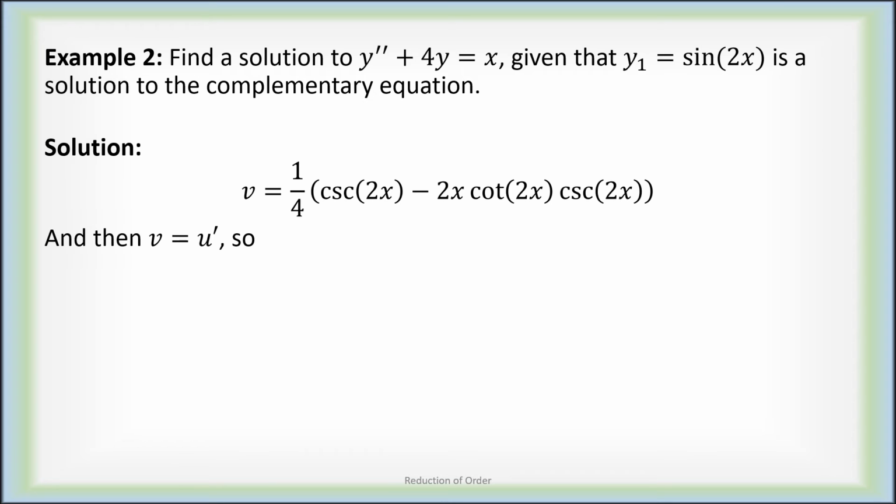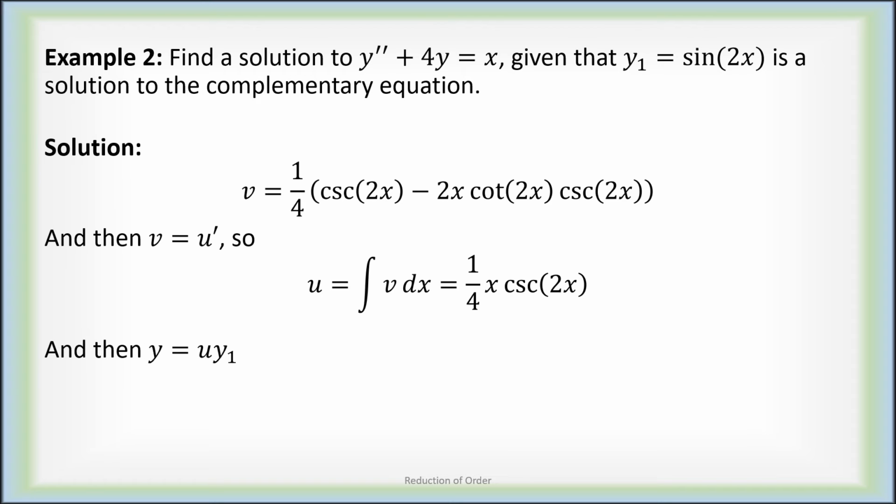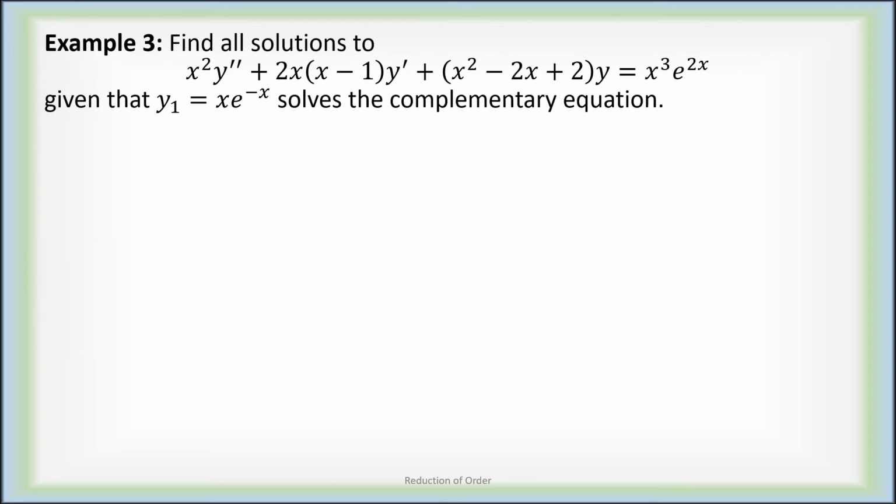But what was v? v was u prime. So I just have to integrate this. And that's why I converted it into this expression, because this is a little easier to integrate by comparing to some tables of integrals. If I integrate this, it will work out to just be 1 quarter x cosecant of 2x. But then what was u used for? y was u y1, and y1 is the sin of 2x up at the very top. So y is u y1, 1 quarter x cosecant 2x sin of 2x, but hey, the cosecant and the sine cancel out, and it's just 1 quarter x.